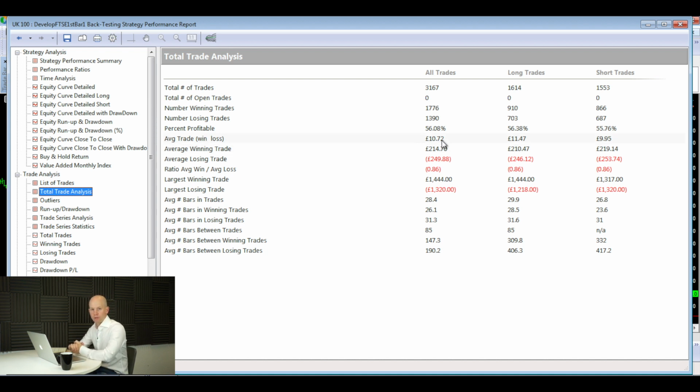Now, I haven't included any costs, any trading costs in this report. So there's going to be a cost for the spread and slippage and possibly commissions. So by the time you've taken those out, trading at 10 contracts, I know that we're going to be looking at costs of probably at least £20 per trade. So we know it's going to be £20 per trade minimum. So if we're looking at an average trade value of only £10 a trade, it's a losing strategy. So that's a real shame that that average trade value is that low.